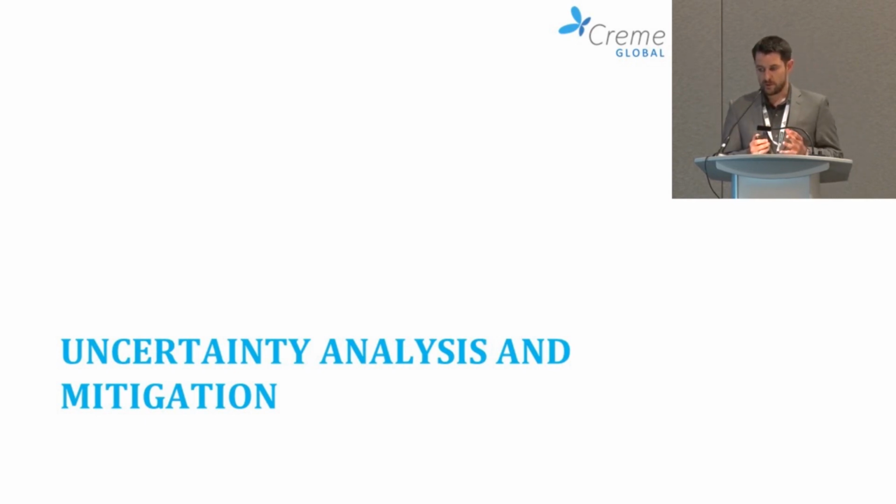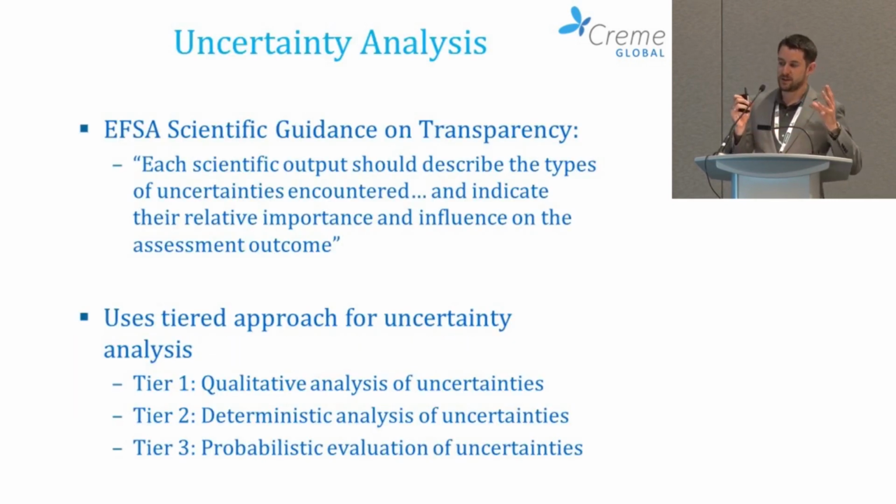Last thing I'm going to talk about is uncertainty analysis and mitigation, and then people can go for their coffee. Uncertainty analysis is now mandated by the European Food Safety Authority as something you need to include in your dietary exposure assessment. So they have a guidance document back from 2006, and it's all to do with transparency and being upfront about how sure you are about your risk estimates in your population. So they say that every scientific output should describe the types of uncertainties encountered and indicate their relative importance and influence on the assessment outcome.